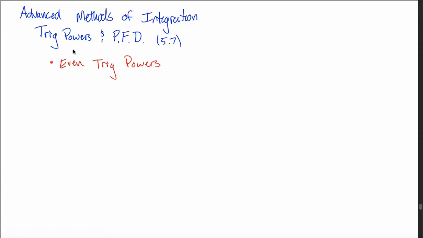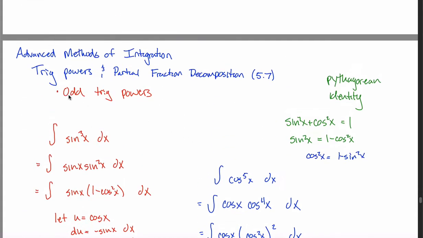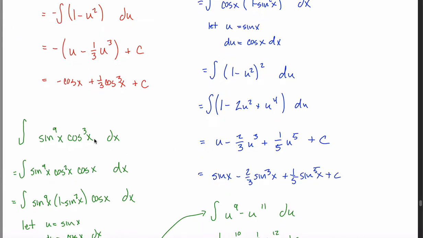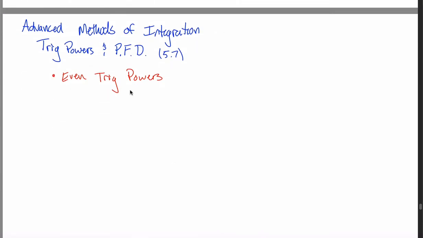At any rate, we started out dealing with trig powers in the last video, and in the last video we talked about what to do when you have an odd power, so sine to the third power of x, or cosine to the fifth power, or cosine to the third down here. In this video, we're going to talk about what if it's even instead of odd.